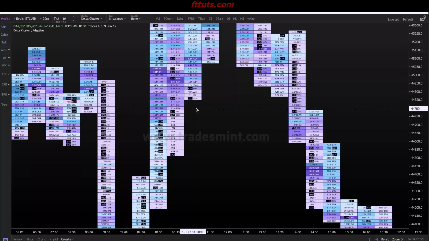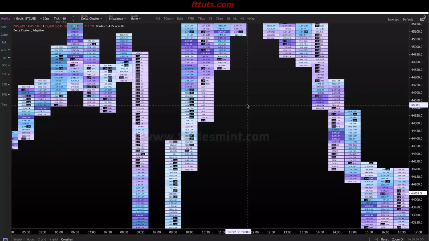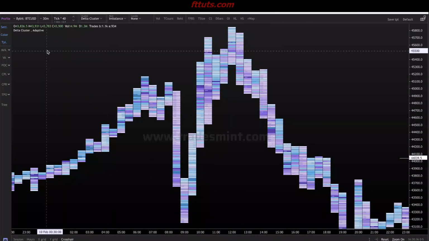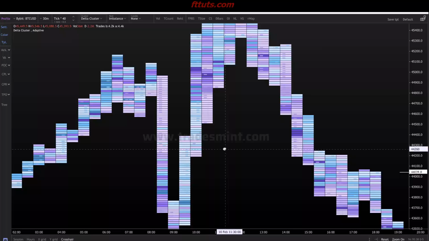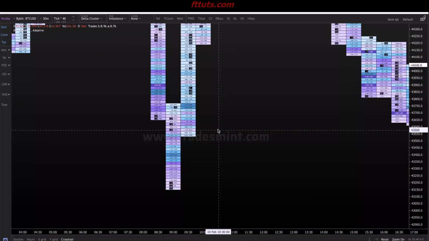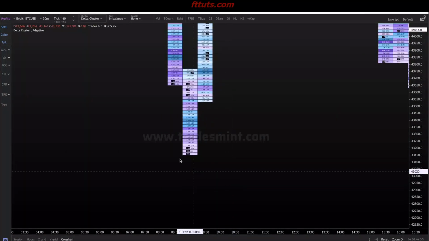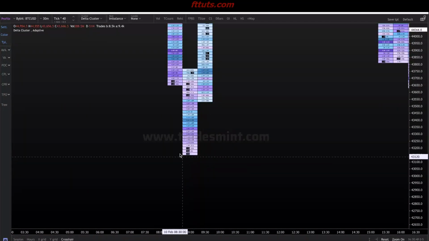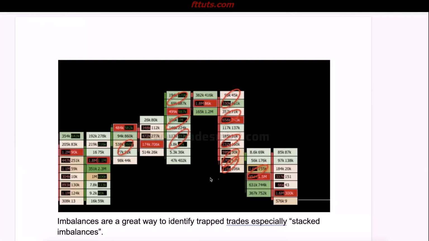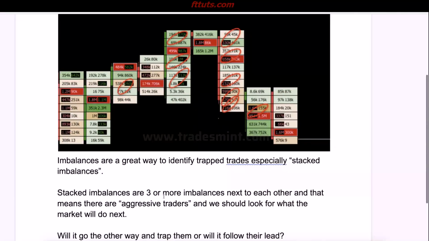This is also a great way to identify trapped traders. This is also a great way to identify a real breakout versus a fake out. Now, if you see, especially stacked imbalances, a stacked imbalance is when you have three or more on top of each other. Stacked imbalances are three or more imbalances on top of each other, and that means that there are aggressive traders.